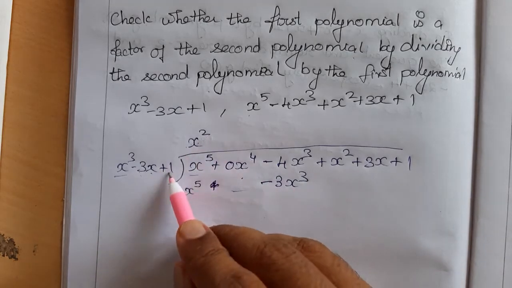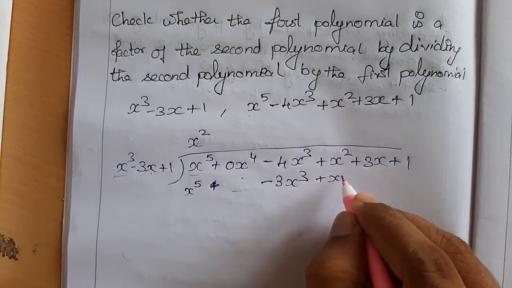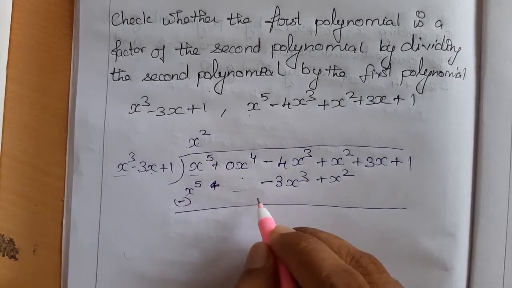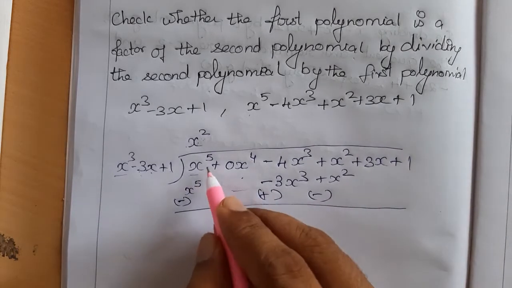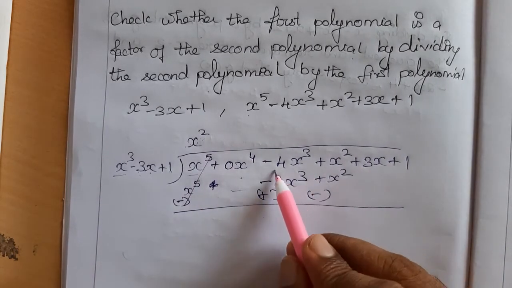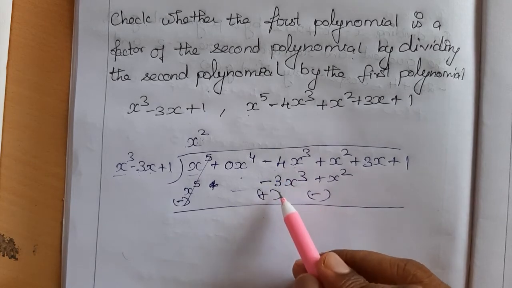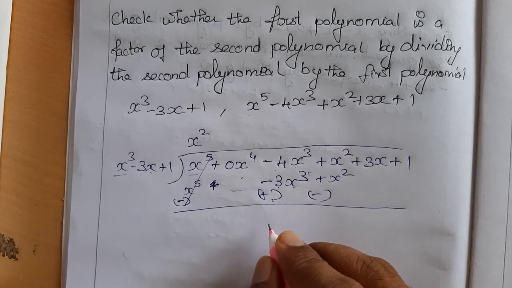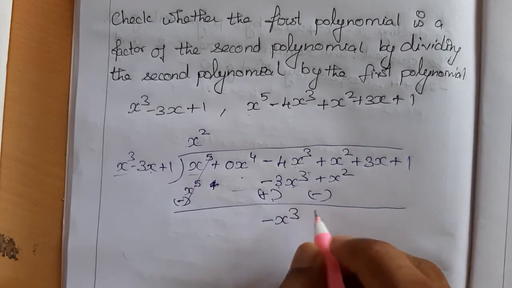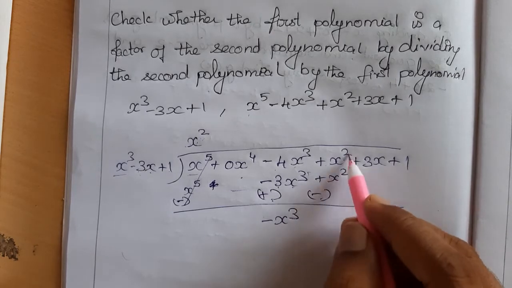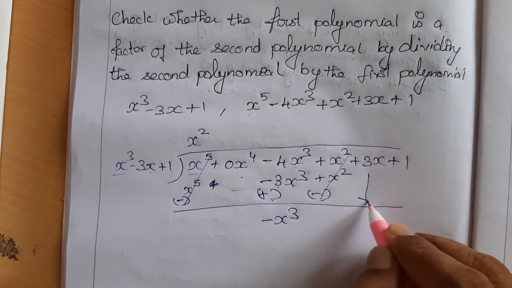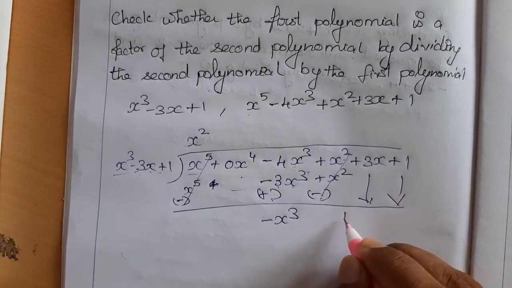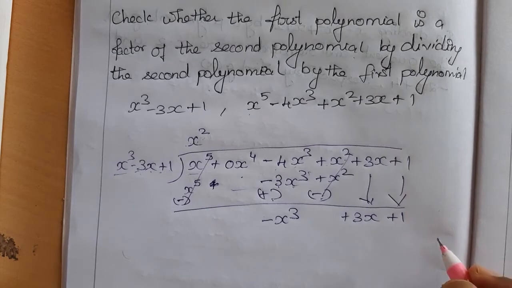Then x square into the plus 1 is the same, plus x square. So now we have to subtract, so the sign will change, minus plus minus, x power 5 will be 0. So minus 4x cube plus 3x cube, minus 4 plus 3 is 1, so 1x cube, minus 1 or plus 1, minus x cube, minus plus x cube, minus x cube will become 0. So next we will take 3 terms because the divisor has 3 terms, right? Here also we need 3 terms. So plus 3x plus 1.